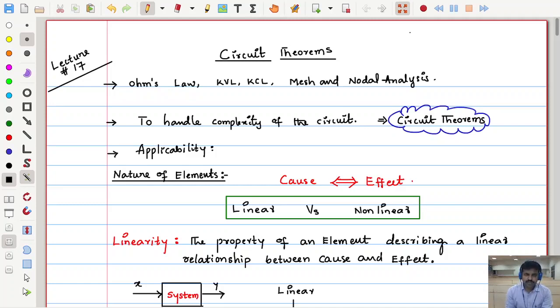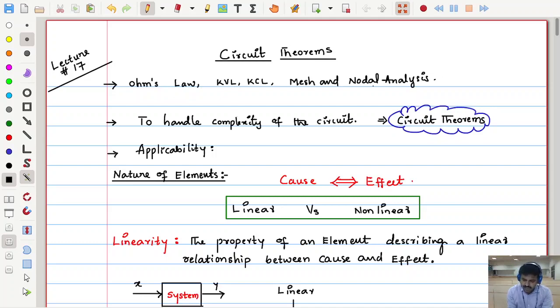So far we had seen the basic analysis methods, which involve Ohm's law, Kirchhoff's laws, and mesh and nodal analysis. And while discussing mesh and nodal analysis, we said that Ohm's law is applicable to a circuit element, whereas Kirchhoff's current law and voltage law are applicable to certain branches or nodes. Mesh analysis and nodal analysis are based on these two, that is, they use Ohm's law as well as Kirchhoff's laws.